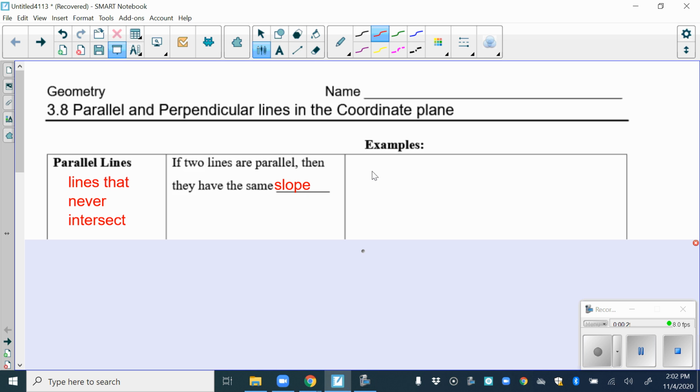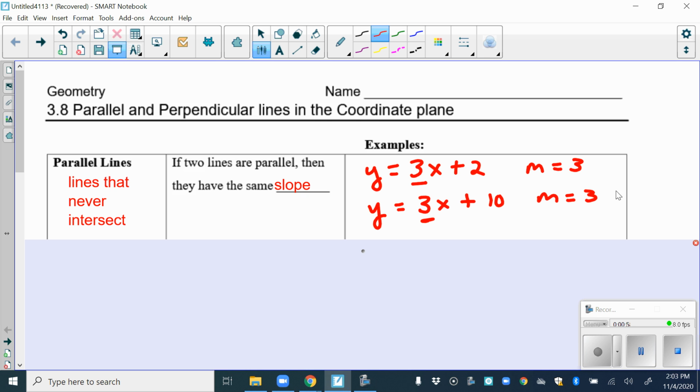And if we have the equation of the line, an equation of a line would look like y equals maybe 3x plus 2. And in this, we know that 3 would be the slope. Well, a line parallel to it would look like this. It would still have 3x, but its y-intercept would be different. Maybe it crosses the y-axis at 10, but its slope is still 3. And that would be two lines in the coordinate plane that are parallel to each other.